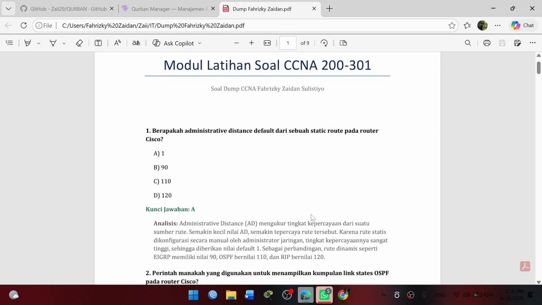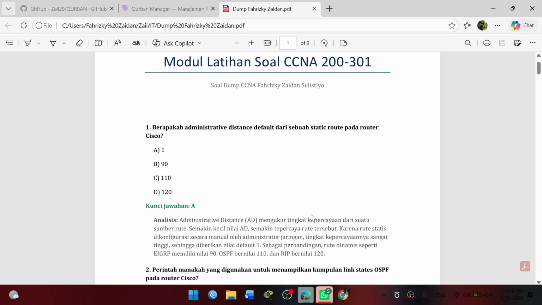Number one, what is the default administrative distance of a static route on a Cisco router? For question number one, the correct answer is A. Administrative distance, or AD, measures the trustworthiness of a routing source. The lower the AD value, the more trusted the route is. Because static routes are manually configured by a network administrator, they are highly reliable, giving them a default AD of 1.